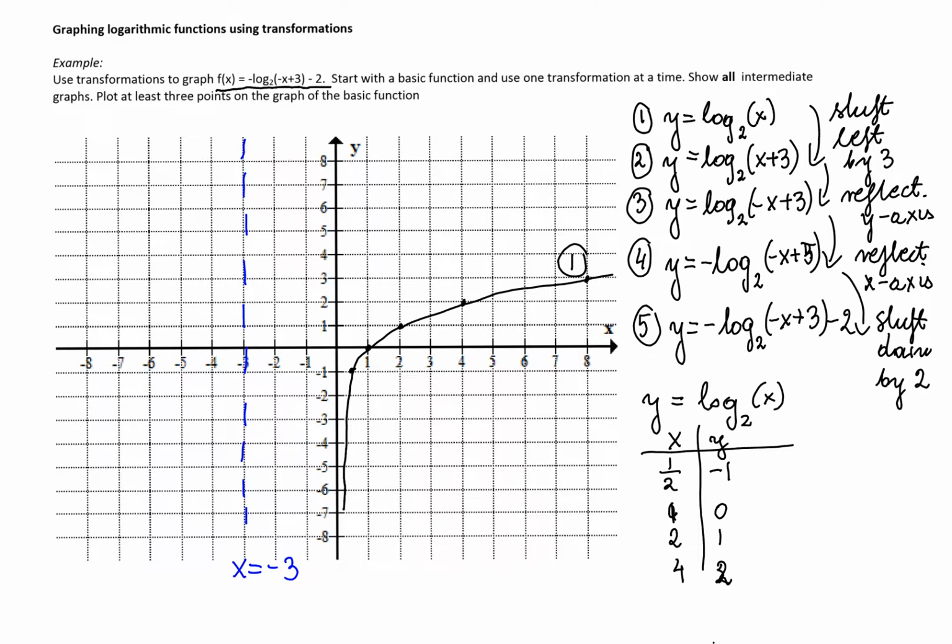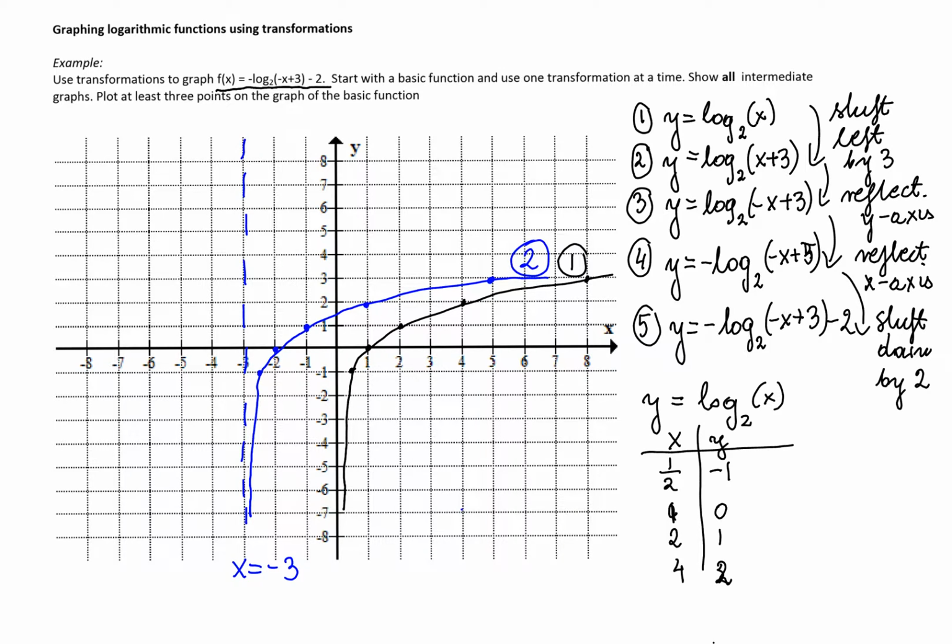And each point on graph 1 is moving to the left by 3. So the point (1/2, negative 1) is going to move to (negative 2.5, negative 1). Point (1, 0) will move to (negative 2, 0). Point (2, 1) is going to move to the point (negative 1, 1). (4, 2) will move to (1, 2). And point (8, 3) is going to move to (5, 3). And we draw the graph of the logarithmic function going through those points. And this is the graph number 2.